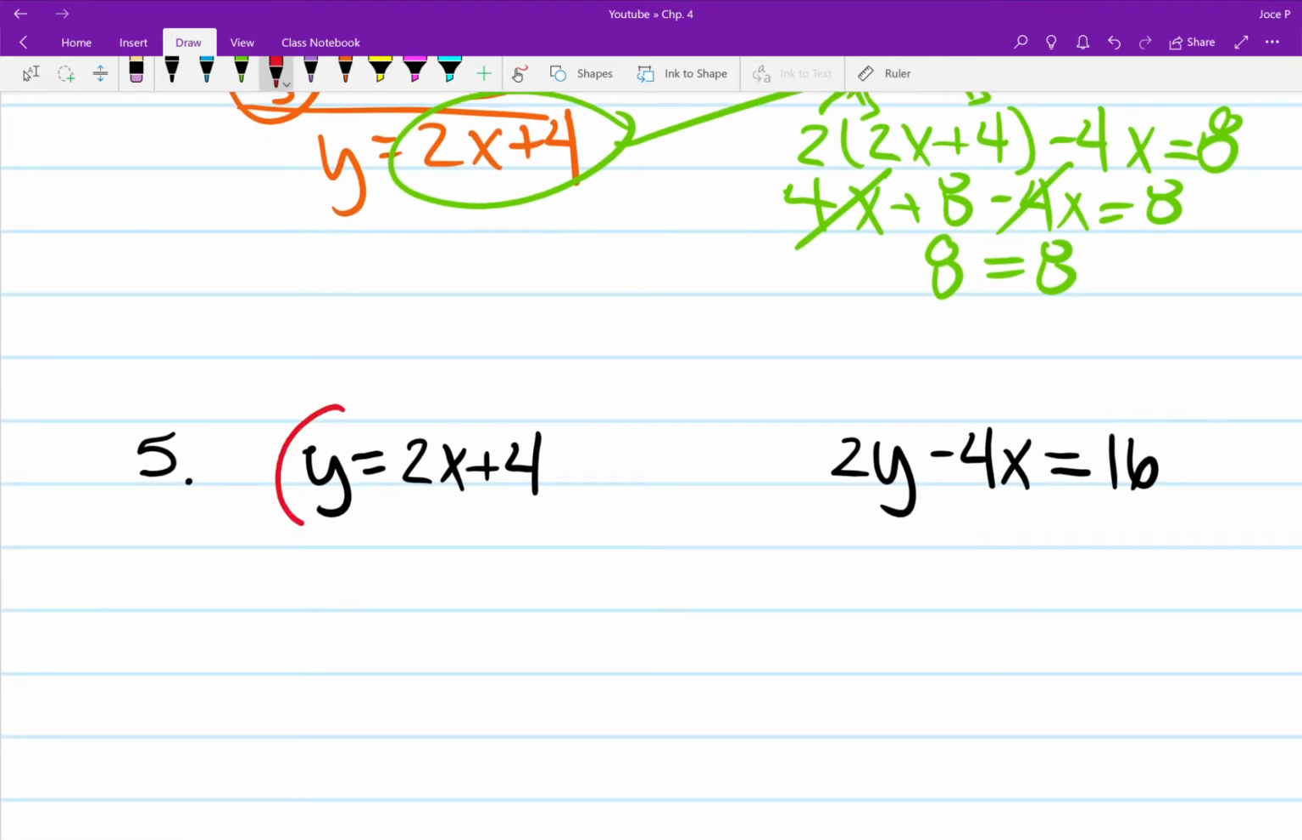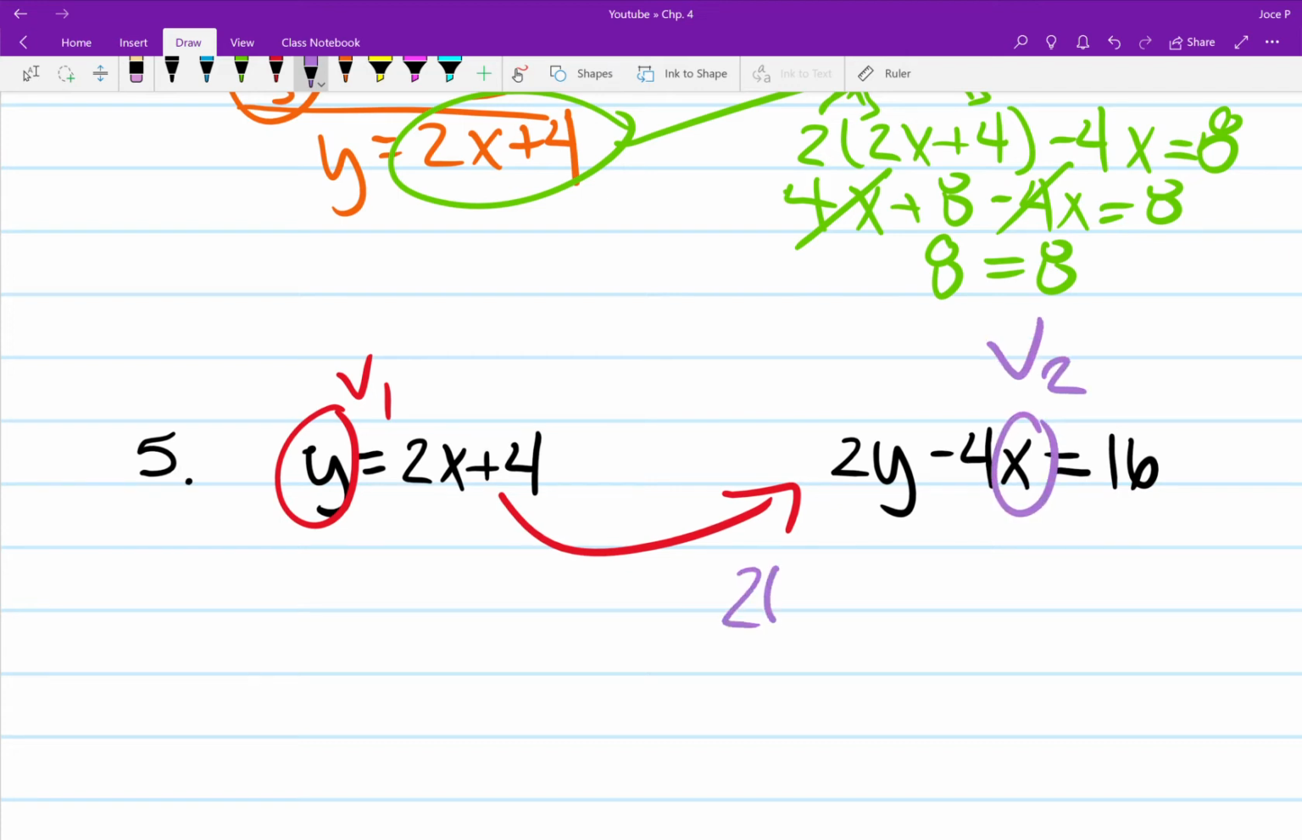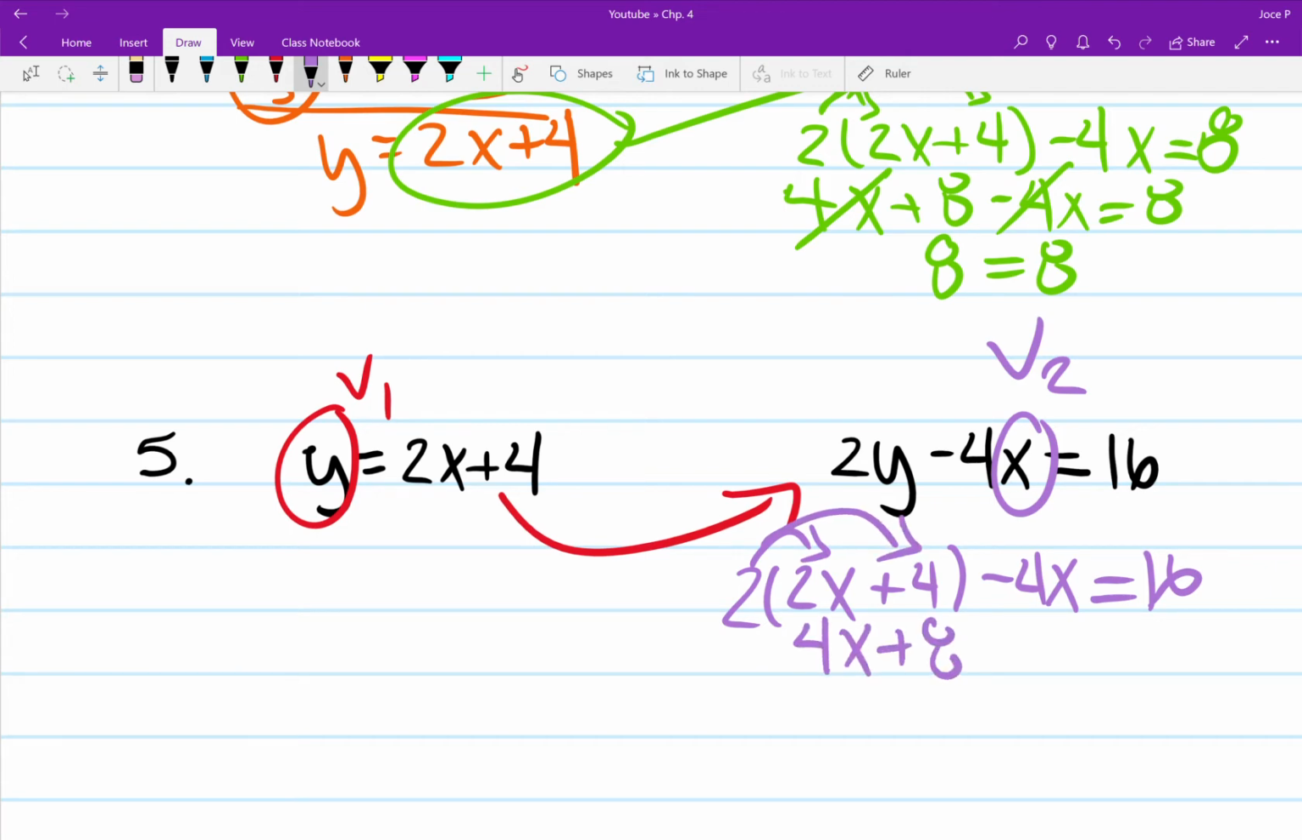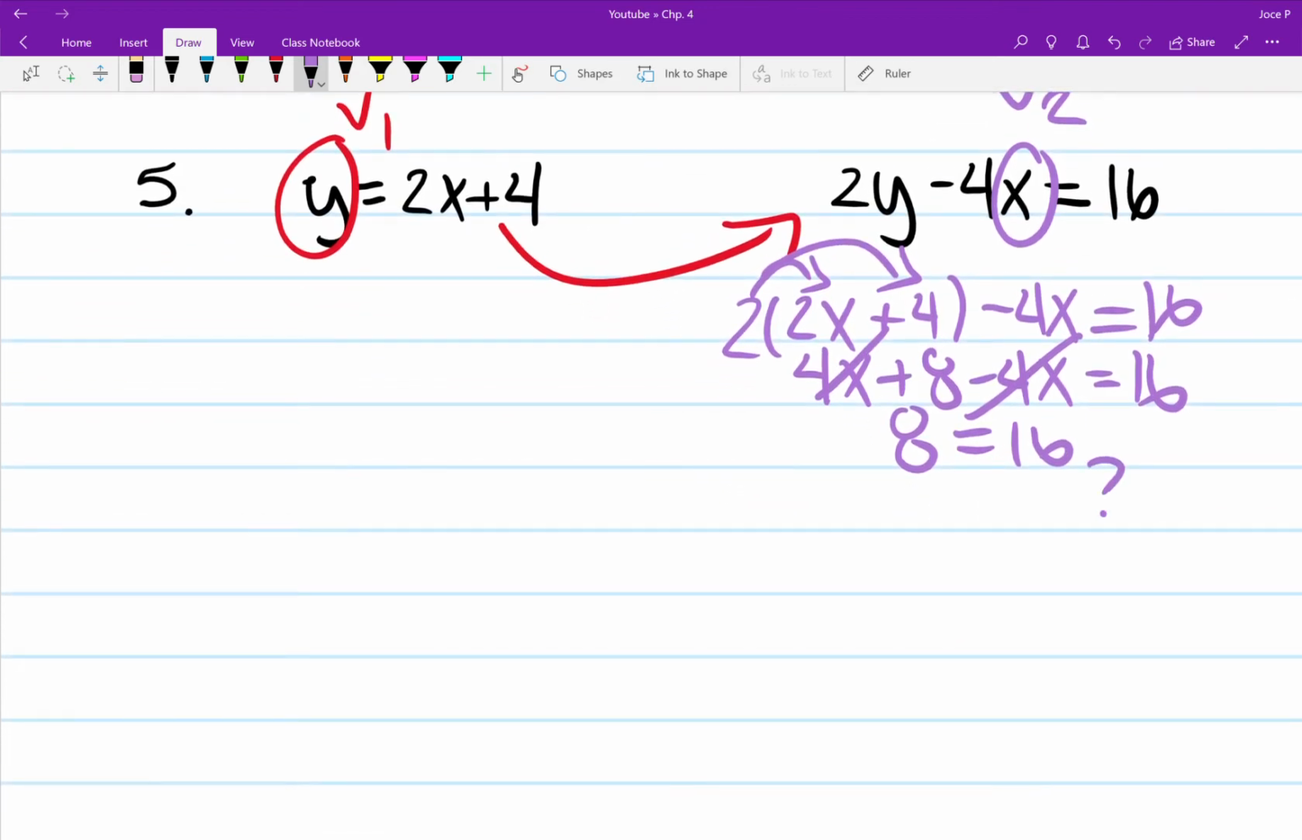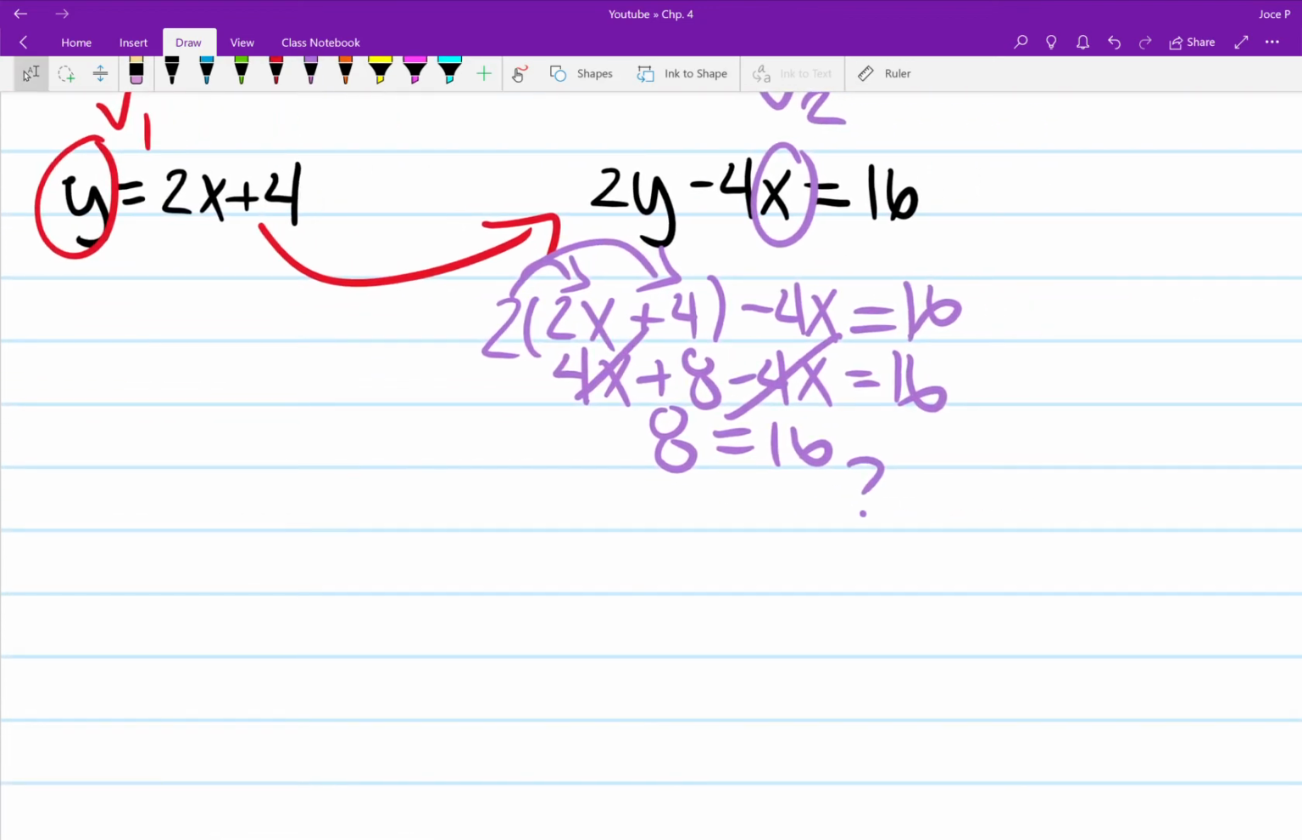Great. Let's try and find the solution of these ones. So let's choose y as v1. So we already know what it is. We can plug it in over here to solve for x, which is going to be v2. So 2 times 2x plus 4 minus 4x equals 16. Distributive property. 4x plus 8 minus 4x equals 16. These cancel out. 8 equals 16. What? That is not a true statement. That doesn't make sense. And we have no more variables here to work with.